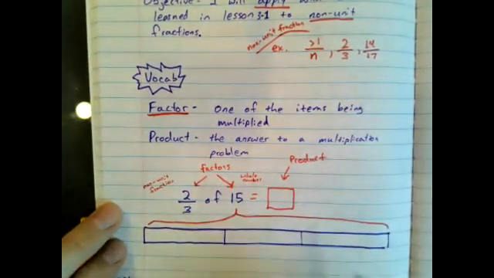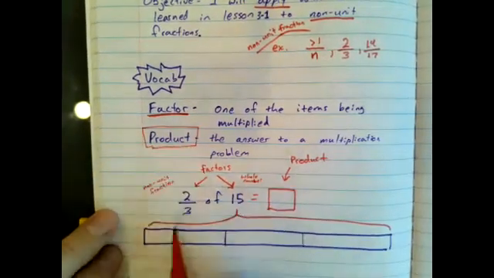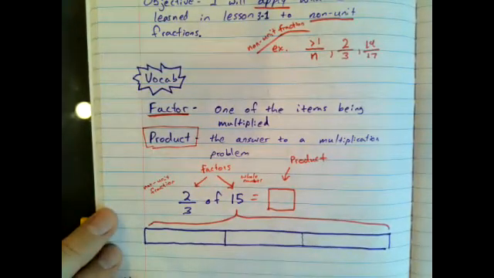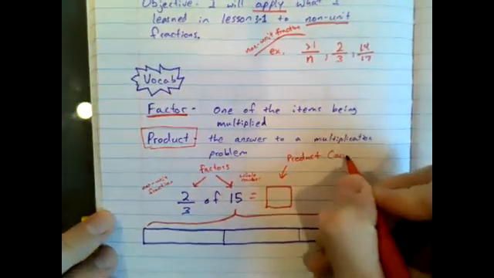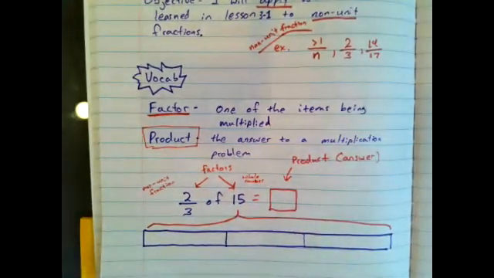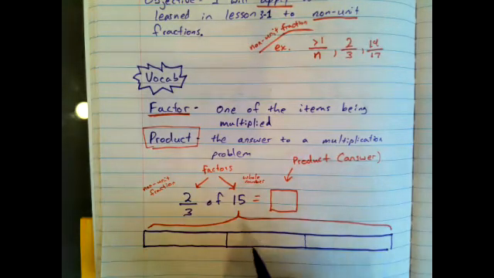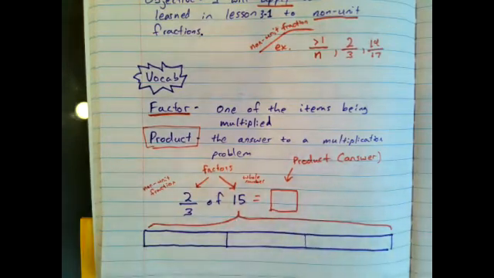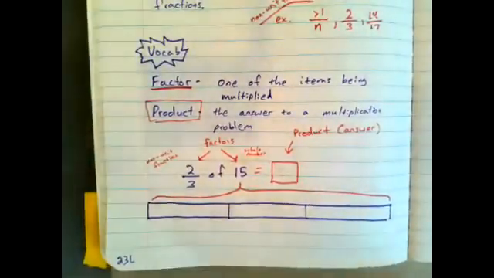Excellent. So the other vocab term that we want to get used to using is product. Say it with me, product. Awesome. And when we talk about product, we're talking about the answer. And it's specifically the answer to a multiplication problem. So let's take a look at this non-unit fraction multiplication problem. 2/3 of 15. Yesterday we talked about unit fractions.